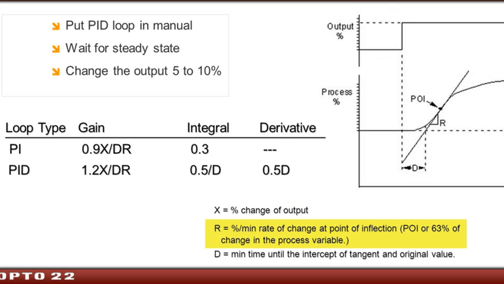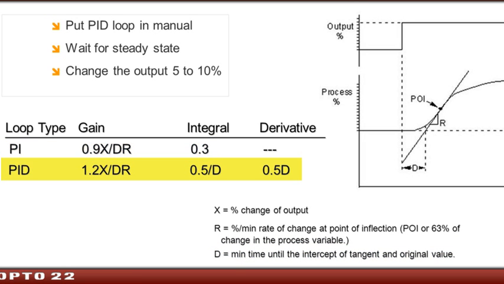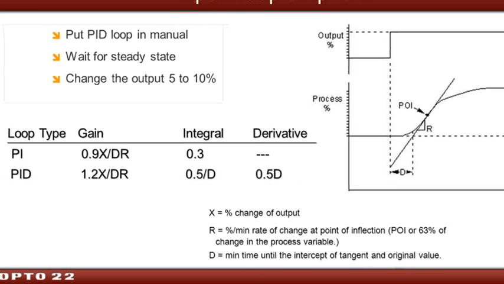R equals the percent per minute change at the point of inflection, which is 63% of the change in the process variable. So from here up to here, 63% of that gives us our point of inflection. And D is where our tangent line intersects with our rate of change. Using those parameters then, we can calculate for velocity some PI values and some PID values from that.